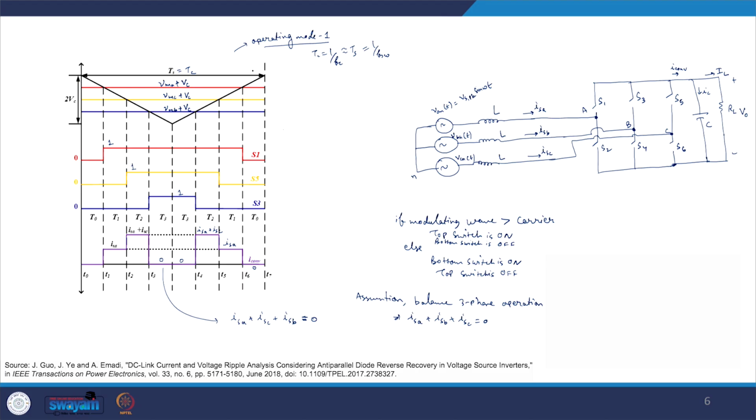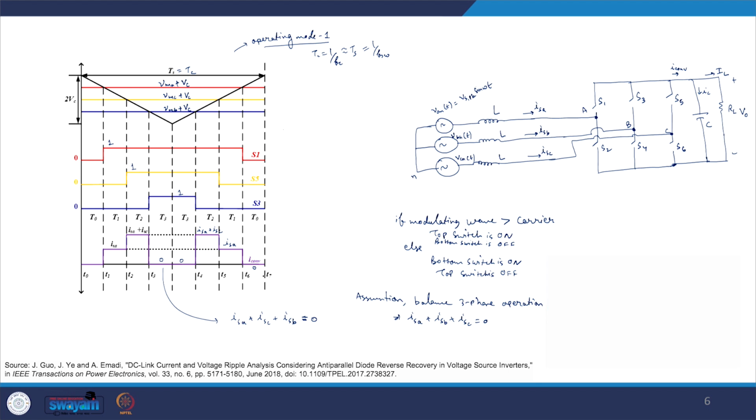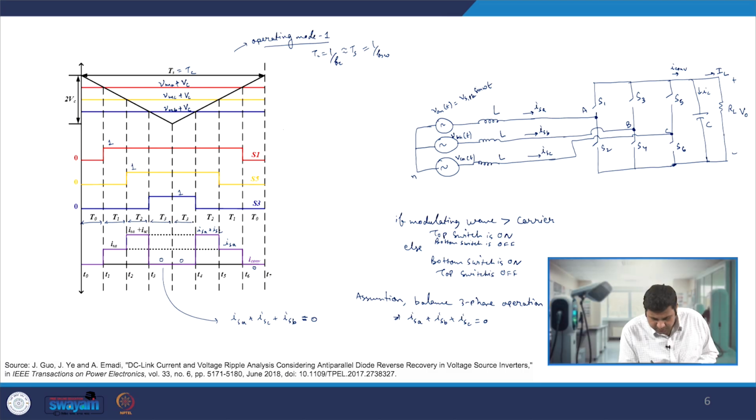RMS first for one carrier cycle or one switching cycle, and then whatever RMS current we get in one switching cycle, we have to take the RMS current or the average current over one line cycle. So let us first try to calculate the RMS or average current in one switching cycle. This is my T0 value, this is T1, this is T2, this is T3, this is T3, this is T2, T2, T1, this is T0.